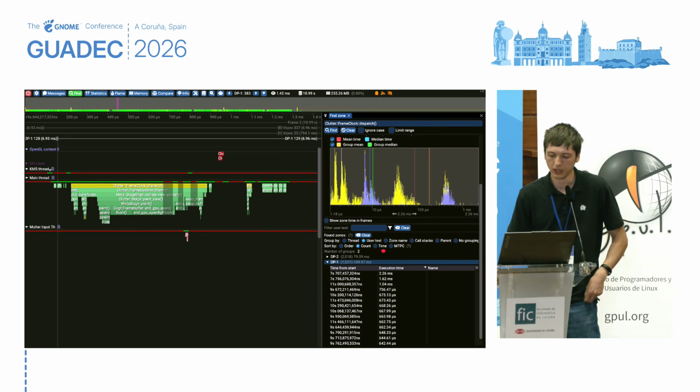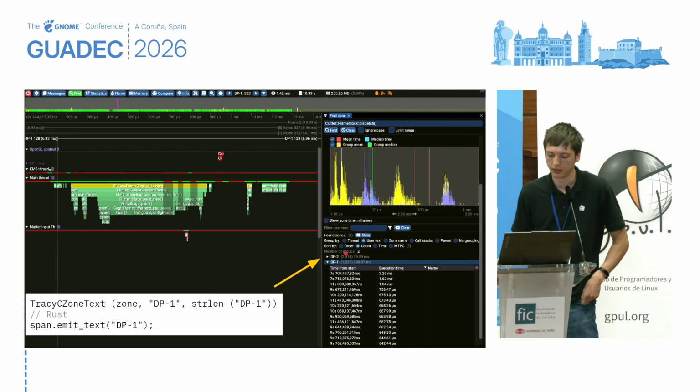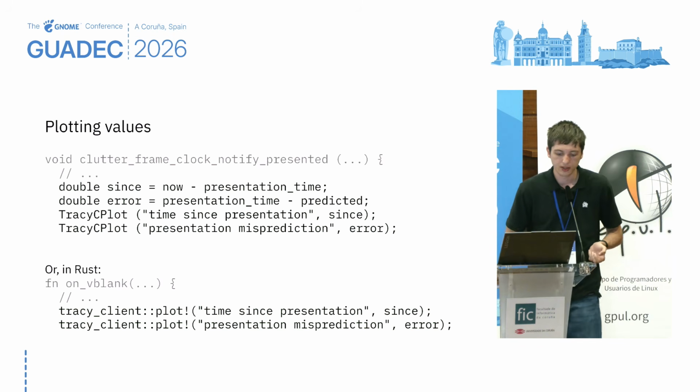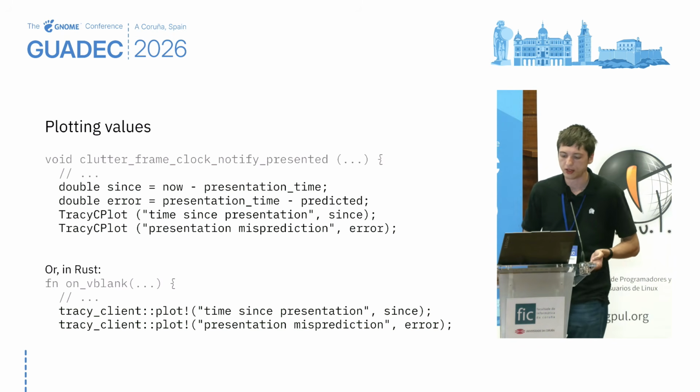You can also see here that I'm grouping these zones by DisplayPort 1 and DisplayPort 2. I have two monitors connected, and I want to group the zones by the monitor so I can see separately if one of my monitors takes longer to redraw compared to the other. You can do this with Tracy zone text, which lets you attach an arbitrary string to a Tracy zone. Then in this UI, you can filter and group by this user text, which is quite useful.